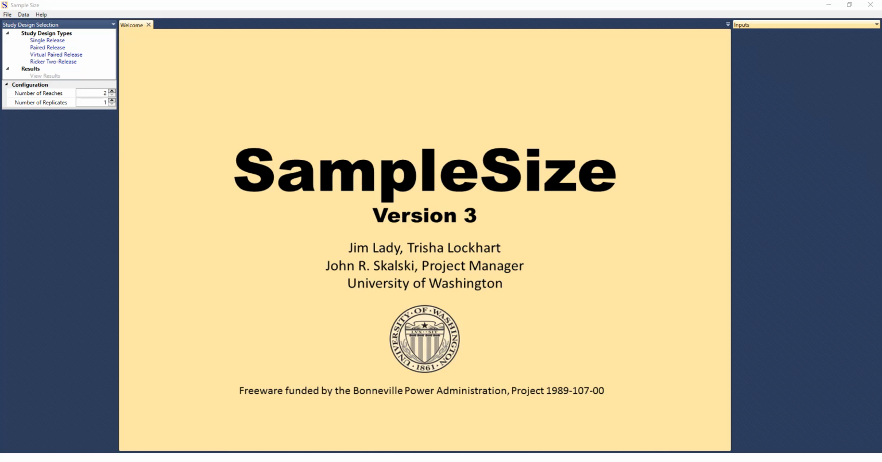Sample Size is a program created by Columbia Basin Research at the University of Washington's School of Aquatic and Fisheries Sciences, with funding provided by the Bonneville Power Administration. Sample Size allows users to input a range of release sizes or estimates to calculate the precision of survival projections and view those results via a graphical interface.